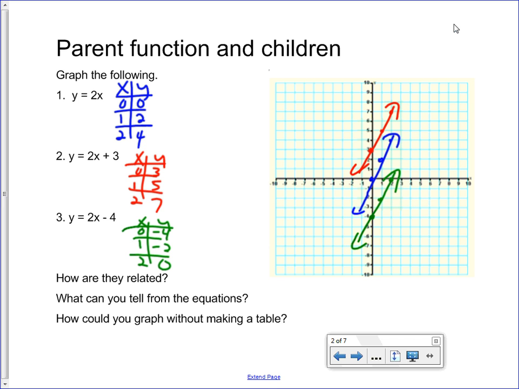So questions that we had were, how are they related? Hopefully, again, we can see that their slopes are the same. The only thing different is the y-intercept. The y-intercept of this first one was 0. The y-intercept of the second one, this red one, was 3, which came from there. And the third one, the y-intercept was right here. So the question is, how could you graph without making a table? Hopefully we could see that if we started by putting the y-intercept on and used the slope from there, we could graph these lines. We'll explain a little bit more of that in just a second.